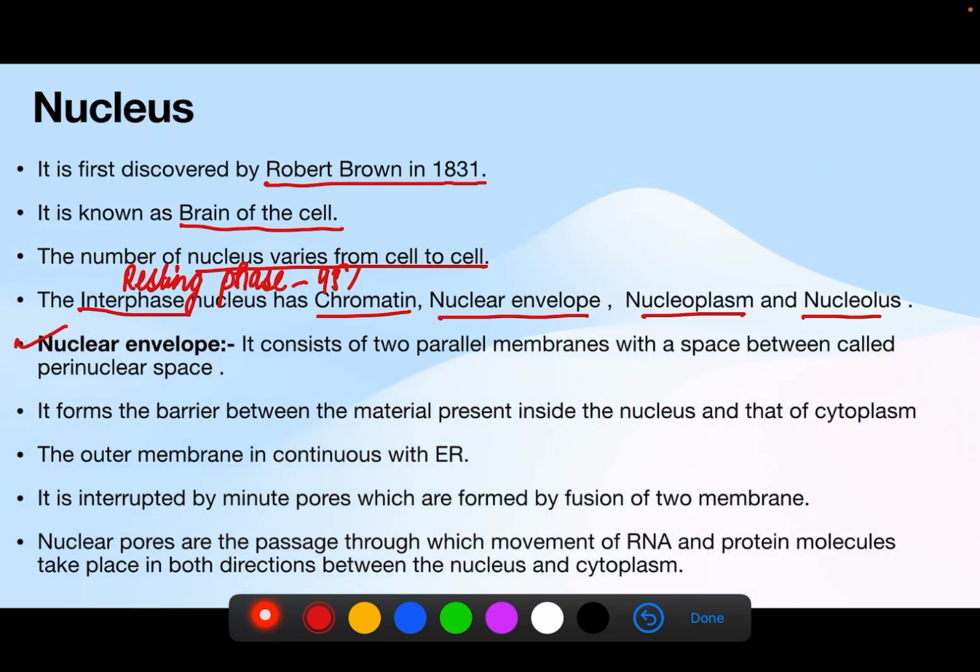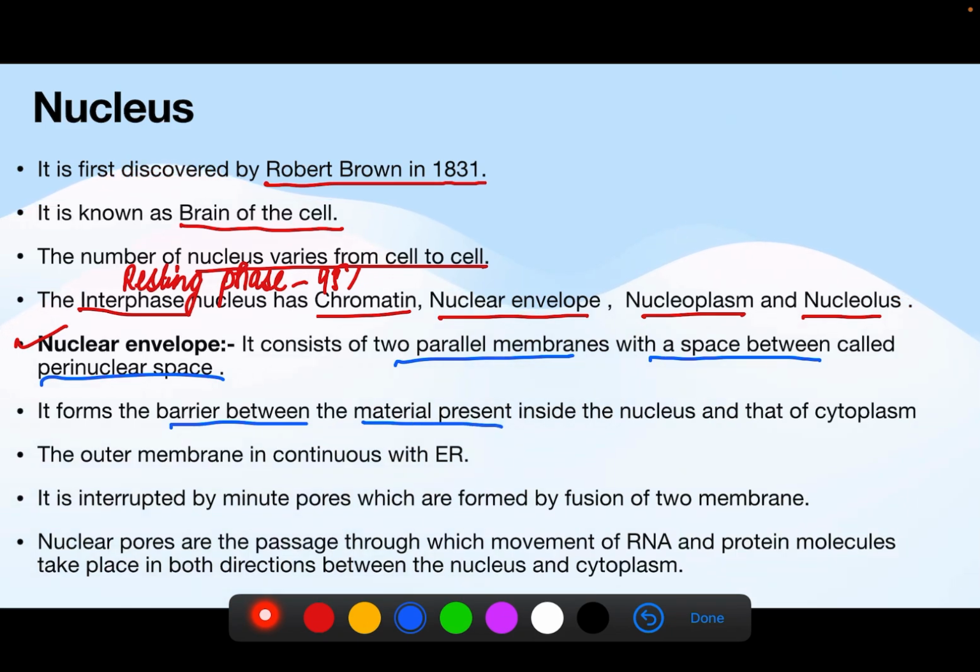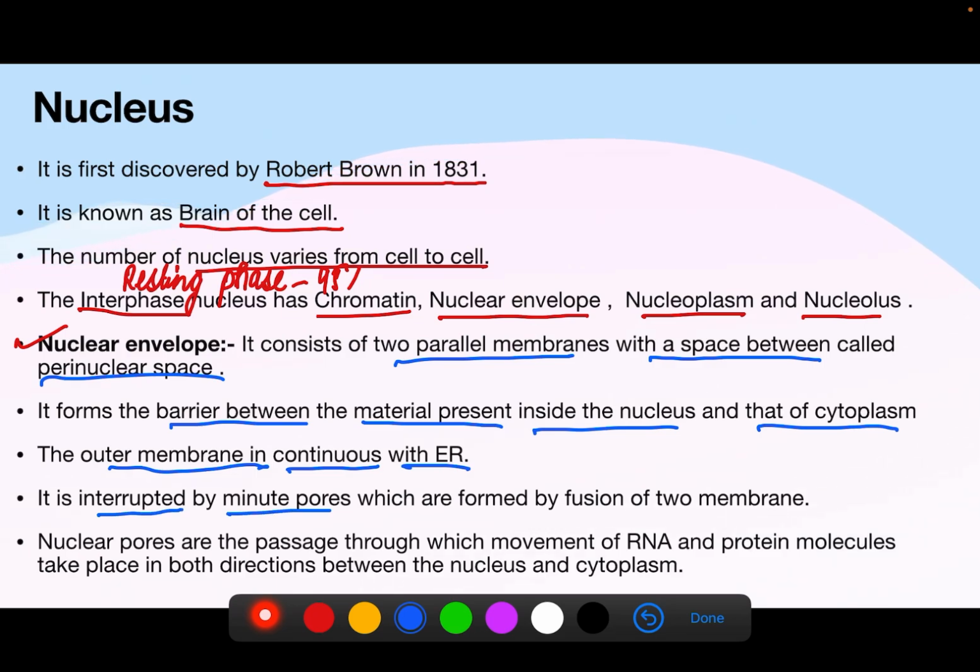Firstly, we have the nuclear envelope. It consists of two parallel membranes with a space between them called the perinuclear space. The nuclear envelope forms the barrier between the material present inside the nucleus and that of the cytoplasm. The outer membrane is continuous with the ER. It is interrupted by minute pores, which are formed by fusion of the two membranes, also known as nuclear pores.